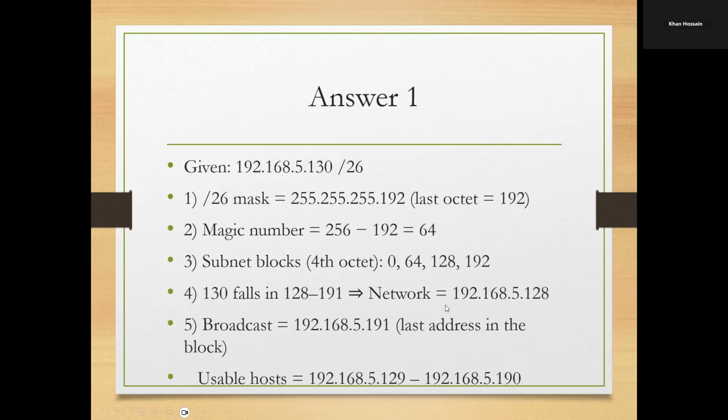So the network will be 192.168.5.128. And the broadcast will be 192.168.5.191, the last address in this block. So the usable hosts will be 192.168.5.129 all the way up to 190.